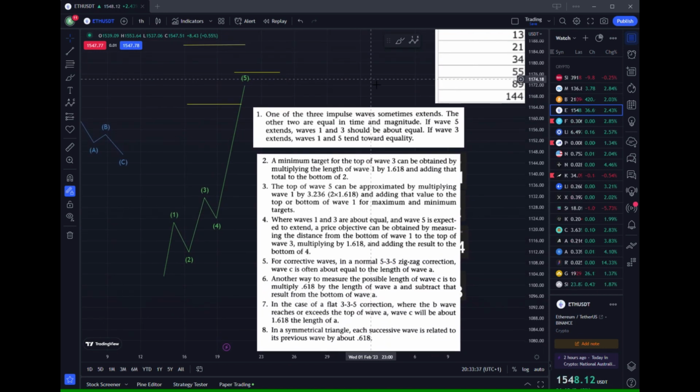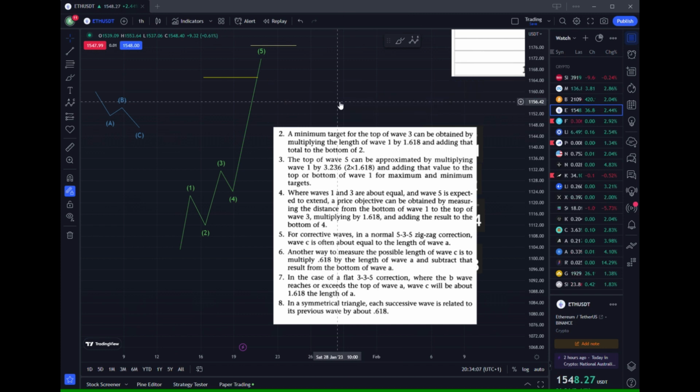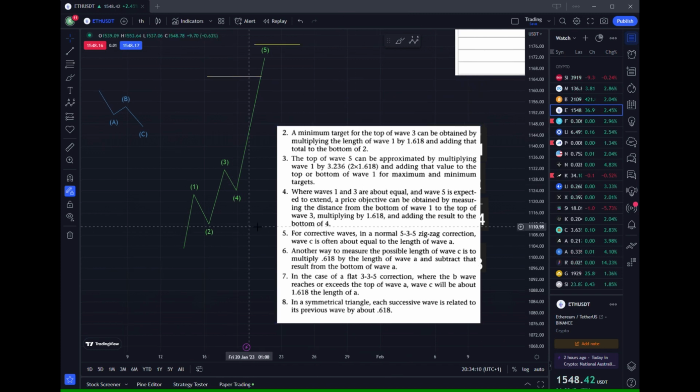But there's a couple of rules he mentions in the book about these Fibonacci levels, and in the end it's going to go over some rules as well. The first one is that one of the 3 impulse waves sometimes extends. Could be the first, could be the second, could be the third. Most of the time it's going to be the third, and then the second wave or the first wave. In this example, the third wave is extended a whole lot. But normally 2 out of 3 are the same length, and one is a bit longer than the other.